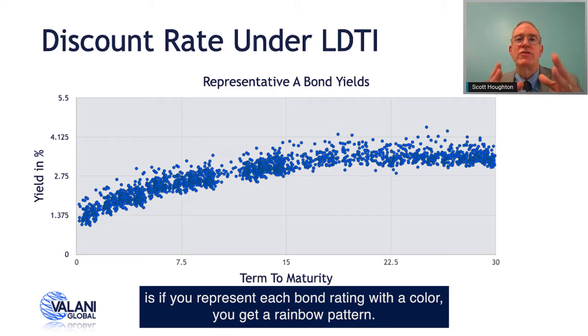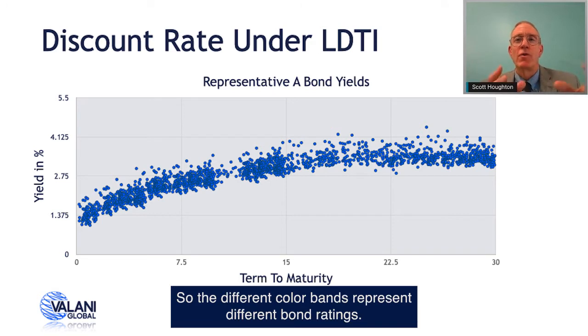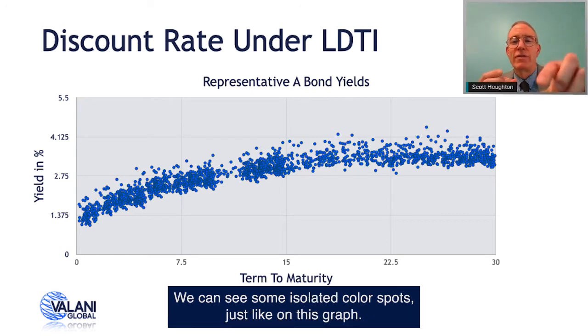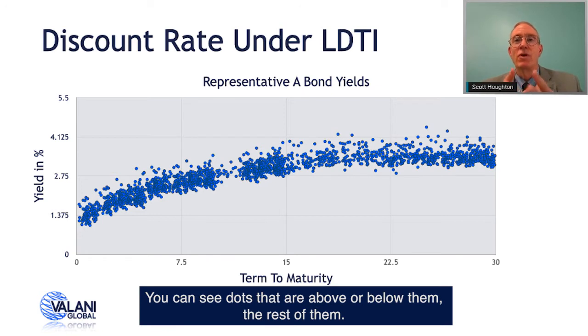If you represent each bond rating with a color, you get a rainbow pattern, right? So the different color bands represent different bond ratings. And if there's outliers, we can see colored spots that are out of place. They're in the wrong band, right? We can see some isolated colored spots, just like on this graph. You can see some dots that are above or below the rest of them.